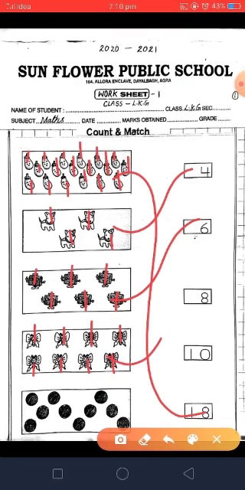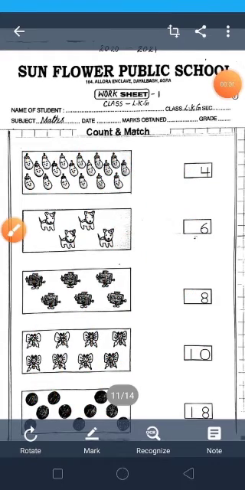Match with number 8. 1, 2, 3, 4, 5, 6, 7, 8, 9, 10. There are 10 balls in this box. Match with number 10. Children, do practice this worksheet with your parents. I hope you enjoy it.